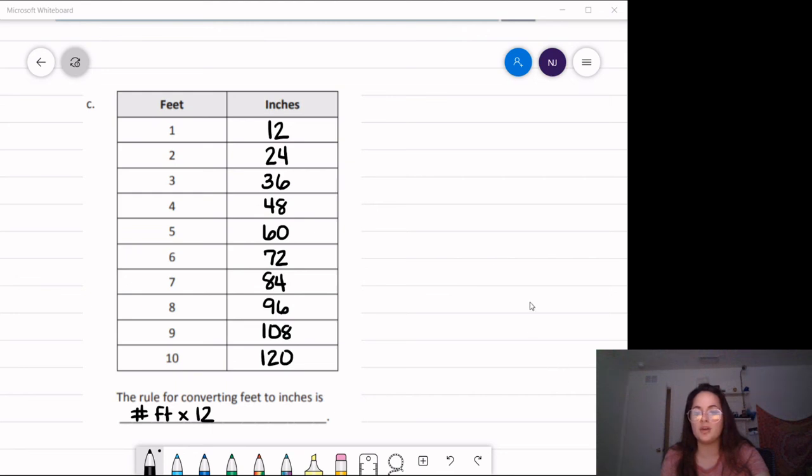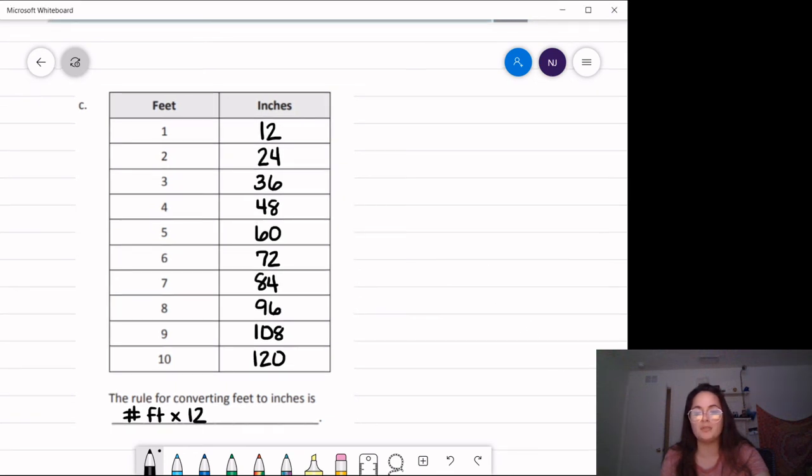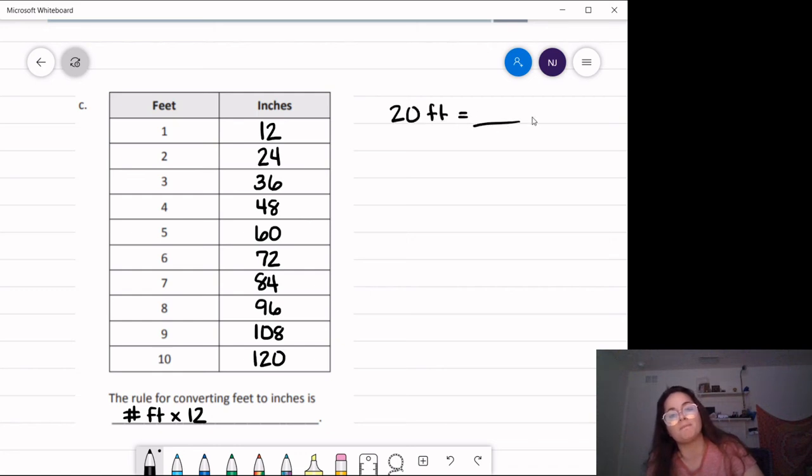All right, so now what I want you to do is, how can you find out how many inches are in 20 feet? Think to yourself, how can we find out how many inches are in 20 feet?